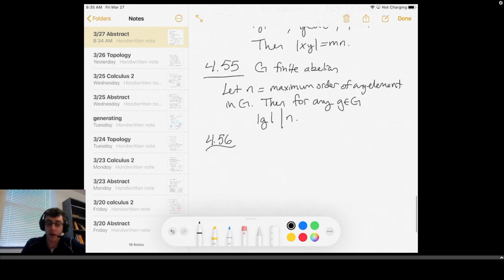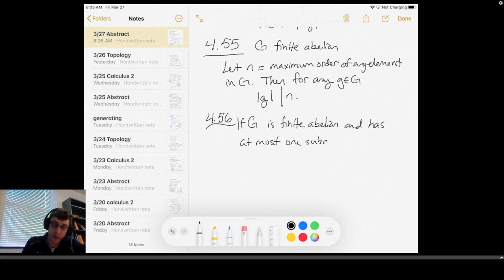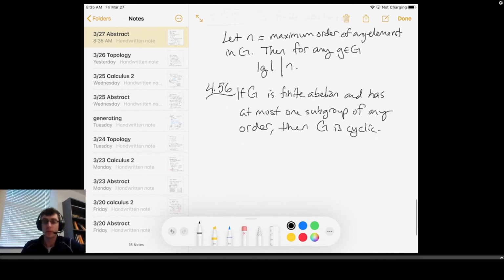So this is a structure theorem about cyclic groups a little bit. If G is finite abelian and has at most one subgroup of any order, then G is cyclic.